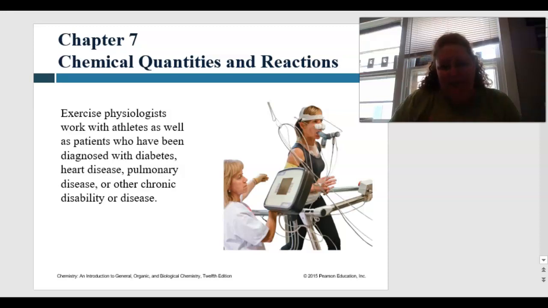Welcome to Chapter 7. Now we're going to be talking about chemical quantities and reactions. It's really cool because exercise physiologists work with athletes as well as with patients who've been diagnosed with diabetes, heart disease, pulmonary disease, and other chronic disabilities or diseases. And so we're going to learn how different calculations can help with their job in treating these patients.